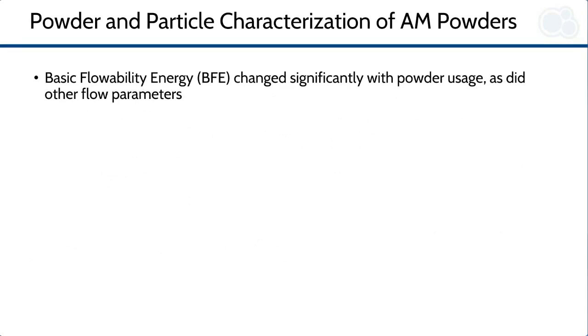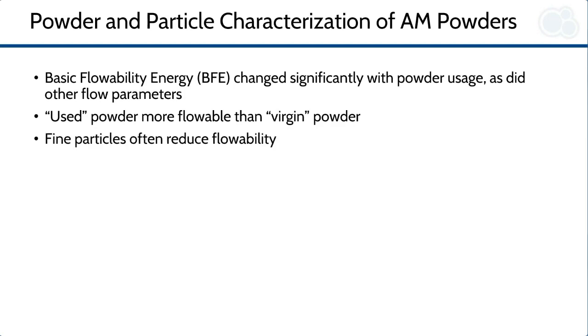One of the most significant changes noted from the powder rheology analyses was that of the basic flowability energy. Most of the other dynamic properties showed trackable changes, as did some of the bulk properties. These indicate that the used powder was more flowable than the virgin powder, with the blend producing results between the other two. Often we see that the addition of fine particles will hinder flowability.